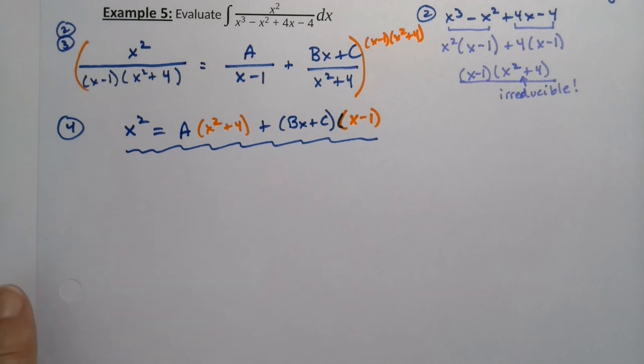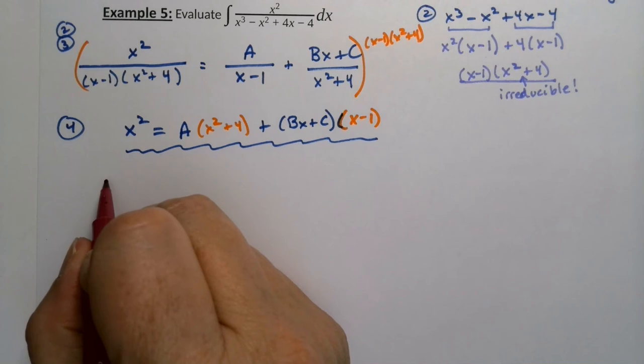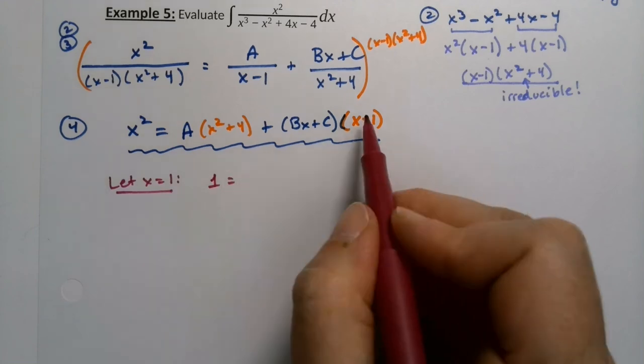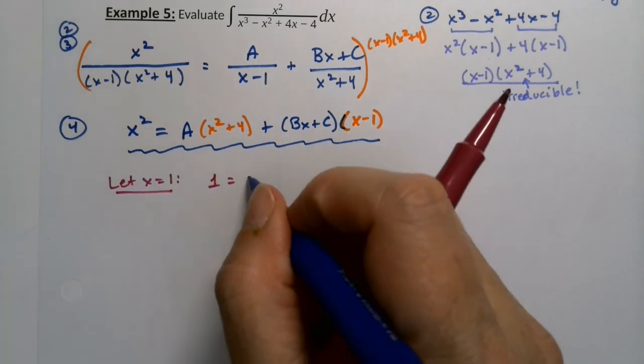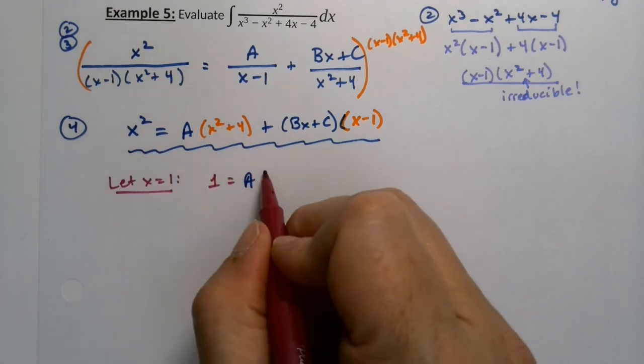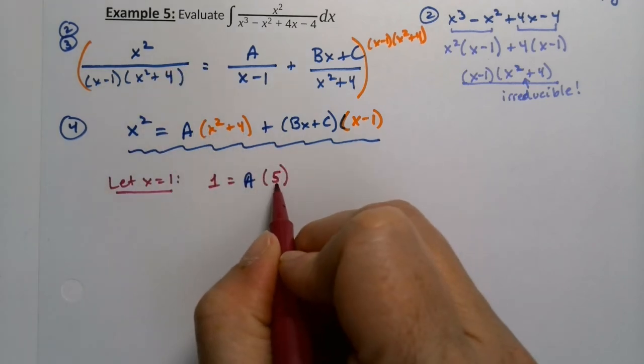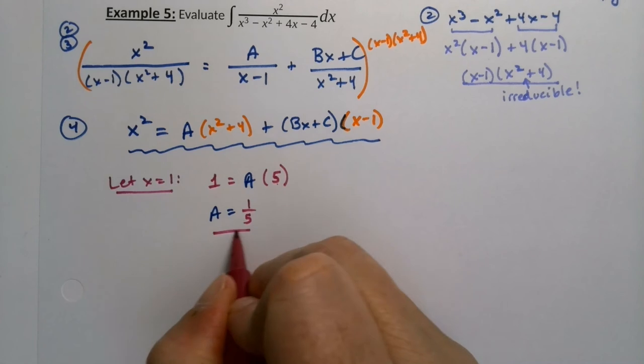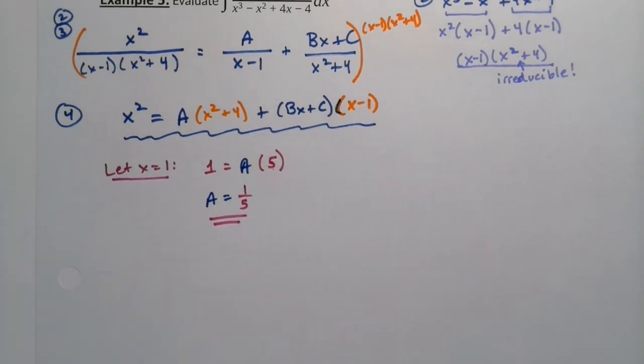Okay. But if you want to, you can say, let's let x equal 1. That'll be 1 equals, this term will go away. It'll be A times 1 squared plus 4, which is 5. So A is equal to 1/5. There, we have A. All right, well, I have A, but I don't really have anything else. So then I have to try to come up with a B and a C. So we could rewrite this a little bit and choose different numbers and play around.